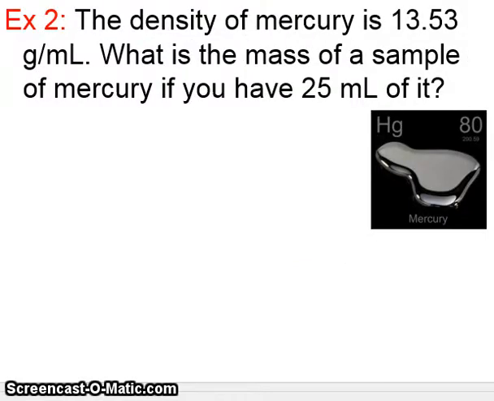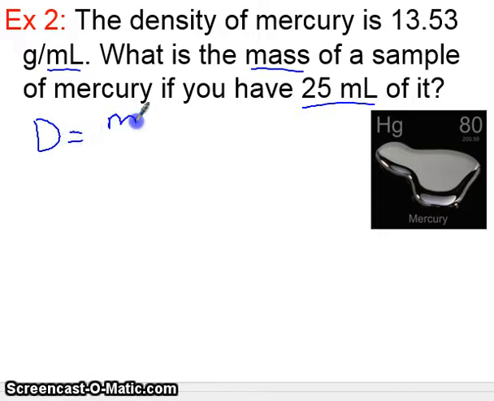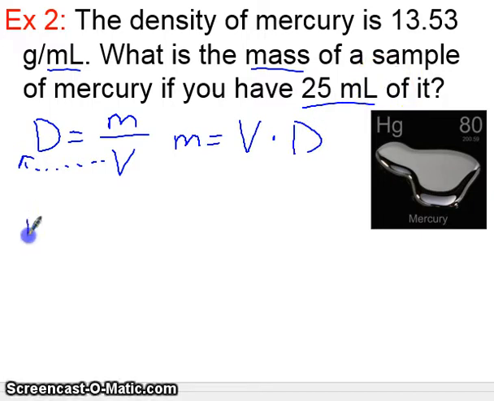Let's try this example here. The density of mercury is 13.53 grams per mil. Notice it's a liquid, so it's given as milliliters. And what is the mass of a sample of mercury if you have 25 milliliters of it? Here we have to solve for the mass. Remember, our initial equation is density is mass over volume. In order to solve for mass, we would move volume over this way to multiply it. So we end up having our equation say mass equals volume times density. And that's exactly what we'll do to get our mass.